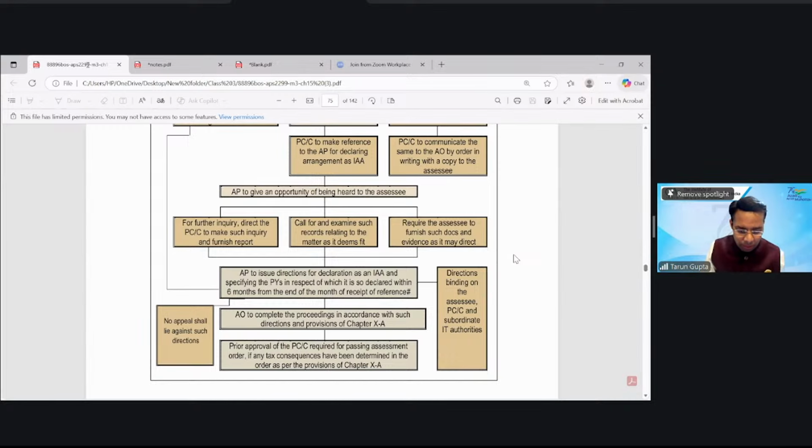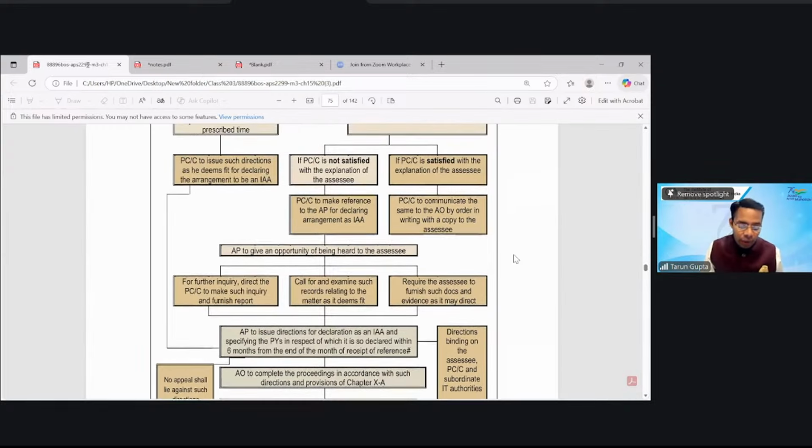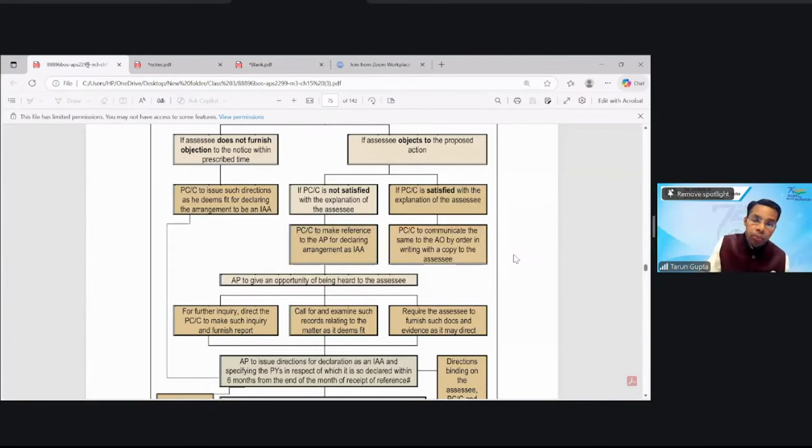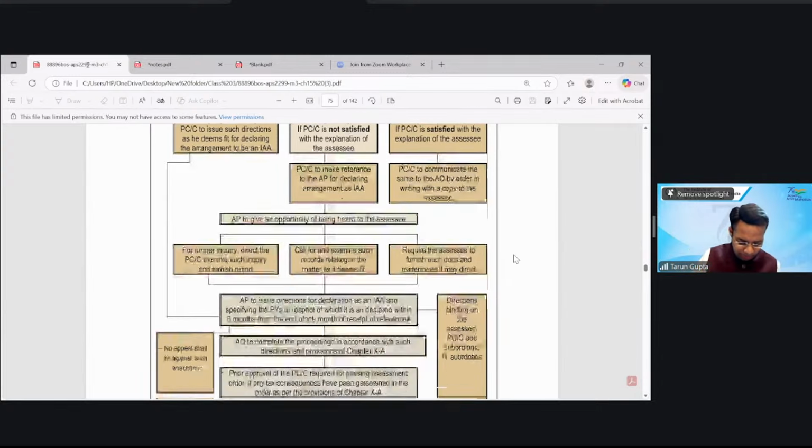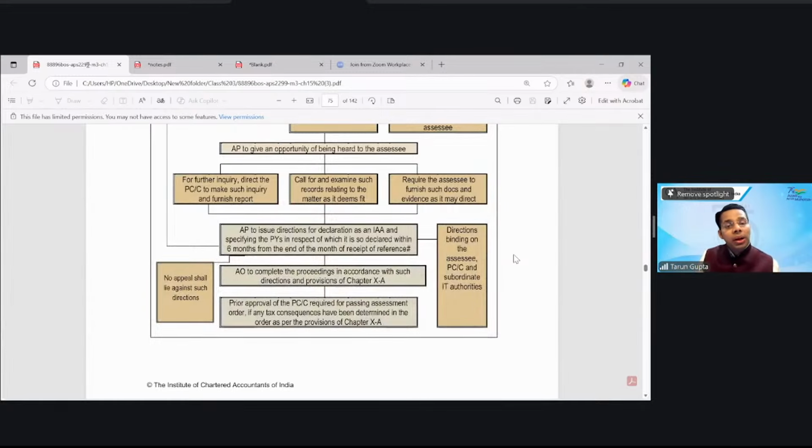But remember one thing: if the assessee has not furnished the response against the notice issued by the principal commissioner or commissioner, then the approving panel shall not again give him an opportunity of being heard. It will pass an order. No appeal can be filed against it.